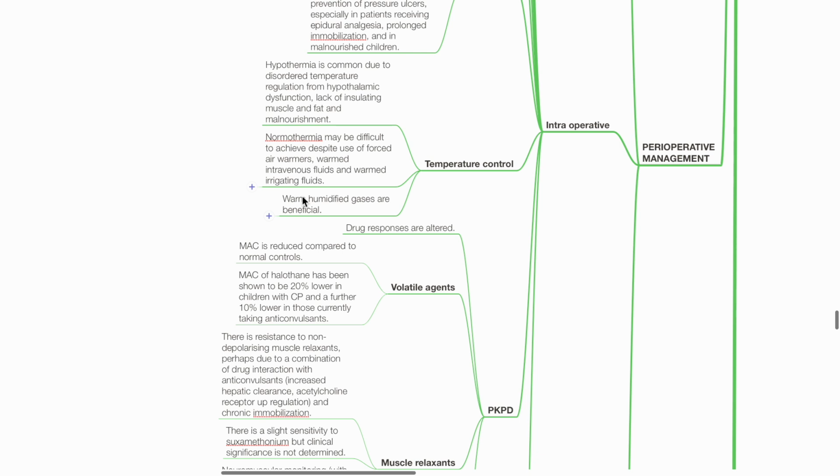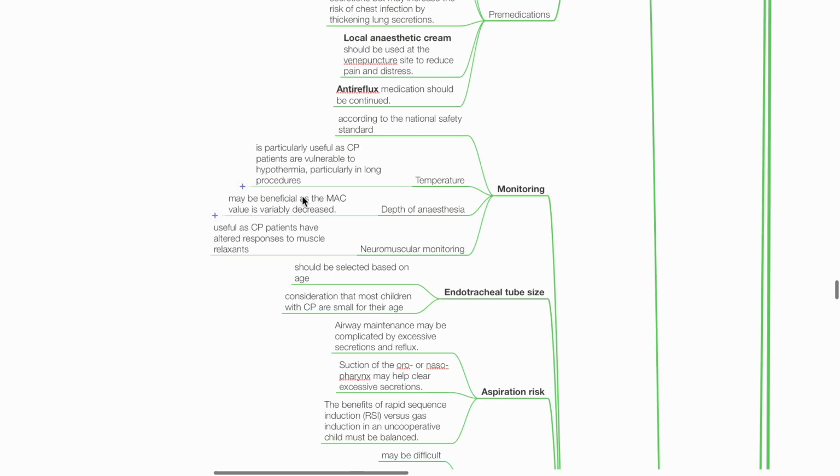Intraoperative considerations. Monitoring should be according to the national safety standard. Temperature monitoring is particularly important in cerebral palsy patients as they are vulnerable to hypothermia. Depth of anesthesia monitoring may be beneficial as MAC value is variably decreased. Neuromuscular monitoring is useful as CP patients have altered responses to muscle relaxants. Consider estimating endotracheal tube size based on weight.